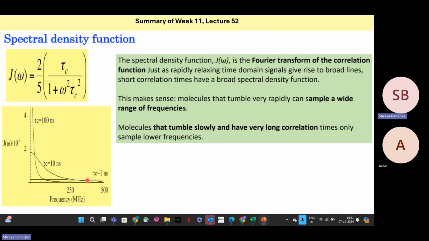You can see here, short correlation times, imagine this 10 nanosecond, the spectral density function plotted in Y is quite broad. When it is even shorter, it is so broad that it appears like a straight line. This makes sense. Molecules that tumble very rapidly can sample a wide range of frequencies. That is why when you have a short correlation function, tau 10 nanosecond, you can see how many frequencies are coming under this line.